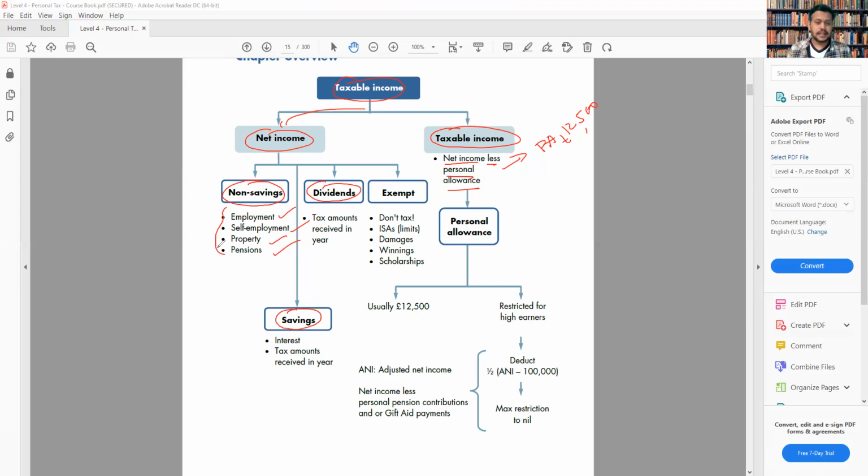Then the next thing we're going to talk about is savings. Savings is only 2 things. One is the interest and tax amount received in the year. So normally the tax amount will not come in the exam. They'll give you some interest. So they'll tell you like you have some money in the bank and you receive some interest on that. And that is called savings income.